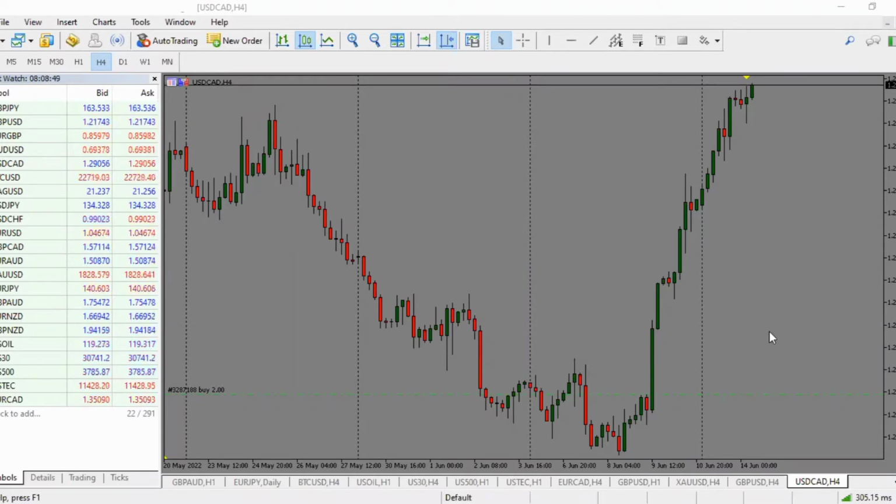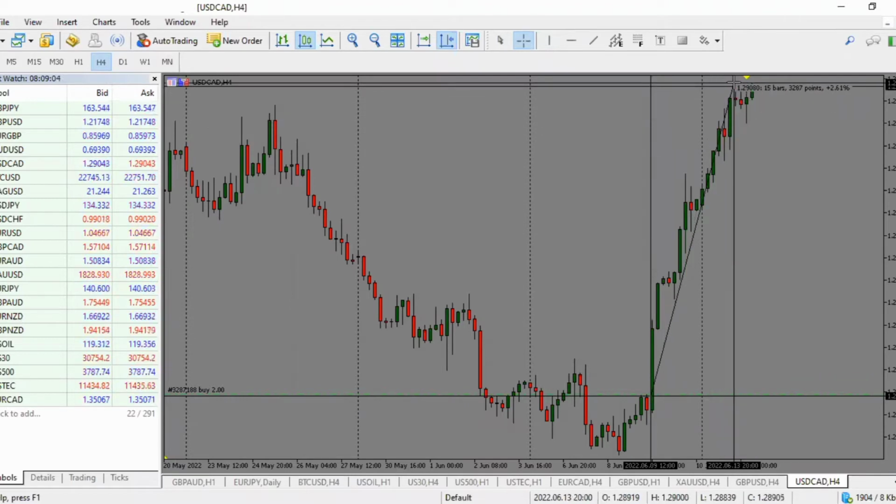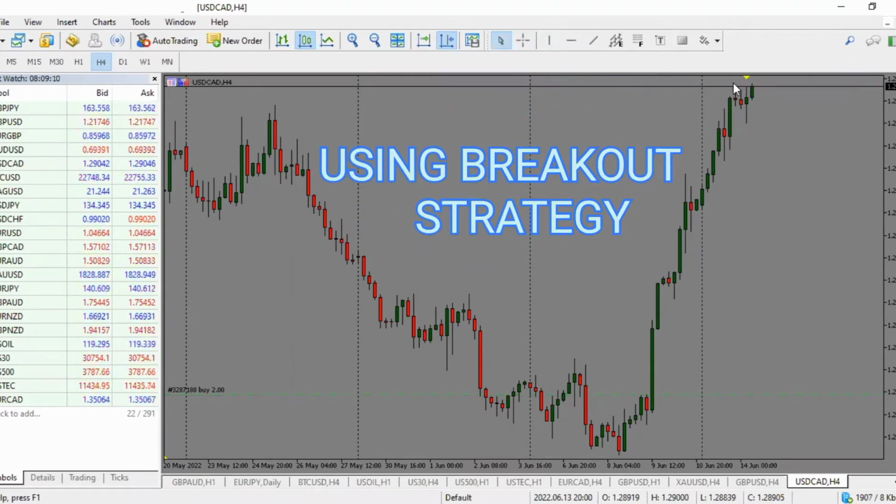Today we are going to be discussing the buy that we had here. It's actually a breakout trade, so we are going to discuss how the trade was taken and how we also got over 328 pips. How we got that.